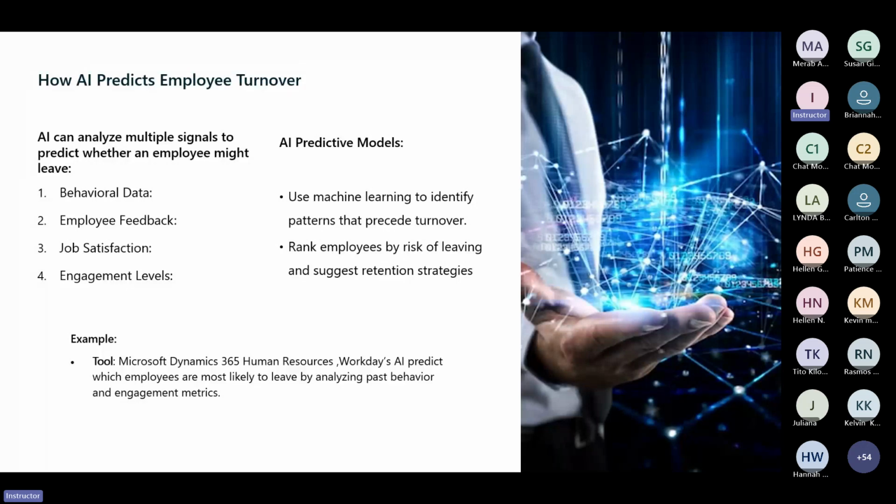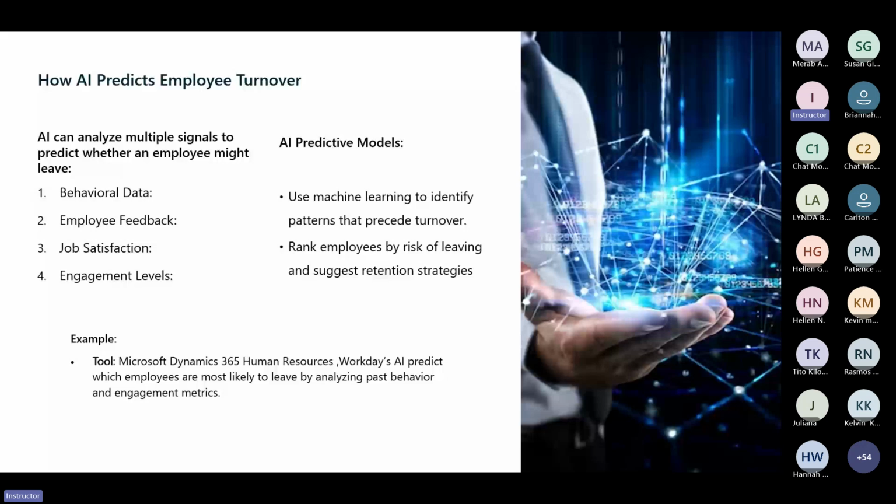And also job satisfaction, which is the third thing. AI scans for emotional cues. It scans for words like frustrated, overworked, unappreciated. Over time, these signals all build a picture of how someone really feels about their job. Like Dynamics 365, for example, it uses this to suggest retention strategies before it's too late.